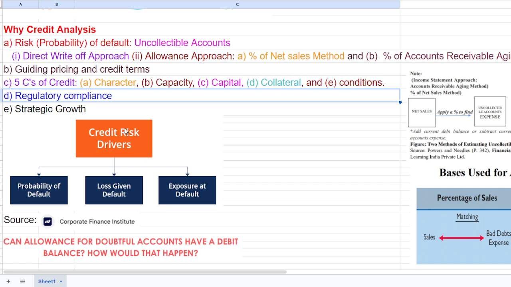Now let's talk about credit risk. What may be the drivers of credit risk? The first is the probability of default. If we assume that the probability of default of the customer is higher, then you are going to charge more since you are taking more risk. Similarly, loss given default and exposure at default. What type of risk would be there?